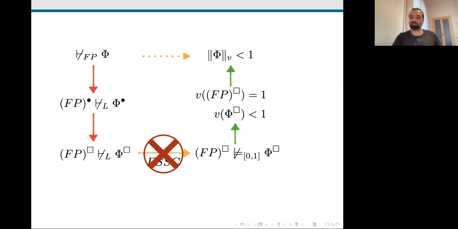So the first attempt we had to prove completeness for the logic with respect to state models was to use the U-shaped strategy for the proof. We start from a formula that is not a theorem of the logic FP, now FP double L, of course. Then we start the first translation, and it gives rise to an infinite theory, FP bullet. Then we try to translate it once again in order to make it finite. But of course, Lukasiewicz logic is not locally finite, so it doesn't give rise to a finite theory. So we cannot pass through the finite strong standard completeness of Lukasiewicz logic to find a countermodel for the formula phi box.